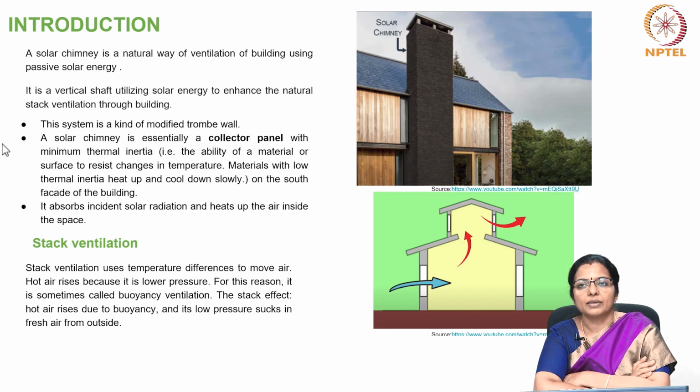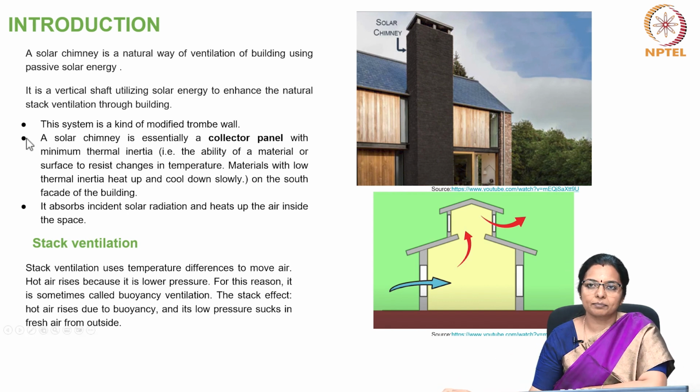A solar chimney is essentially a collector panel with minimal thermal inertia, that is, the ability of a material or surface to resist changes in temperature. Materials with low thermal inertia heat up and cool down quickly. On the south facade of the building is where it is normally kept. It absorbs incident solar radiation and heats up the air inside the space.